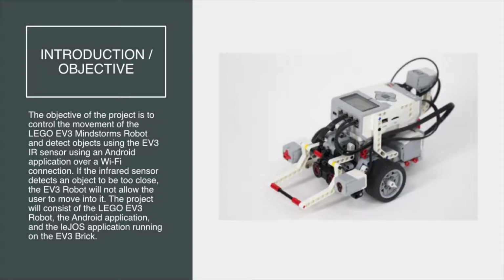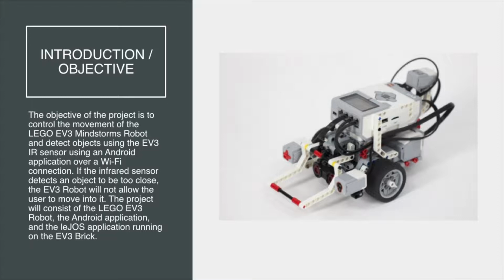The objective of the project is to control the LEGO EV3 robot and detect objects using the infrared sensor that's provided with the EV3 robot, and to control the robot with the Android application over Wi-Fi. If the infrared sensor detects an object to be too close to the robot, it will not allow the robot to move into the object and will warn the user.